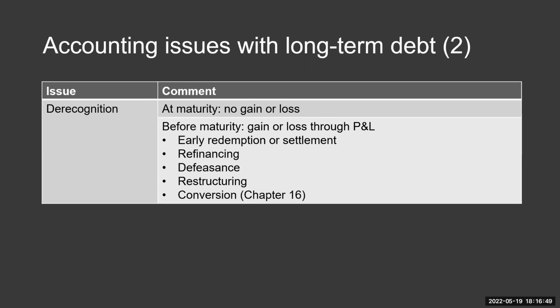Derecognition is the third accounting issue. So mostly what happens is the debt matures, the company pays it back, right? So you have that happen, it's pretty straightforward. There will be no gain or loss recorded. At the date of maturity, the carrying amount of the debt will be equal to its face value, because any premium or discount will have been amortized by that time. So that's the cleanest of all. And in reality, for the most part, that is what you will find happening in, I would say, 90% of the cases.